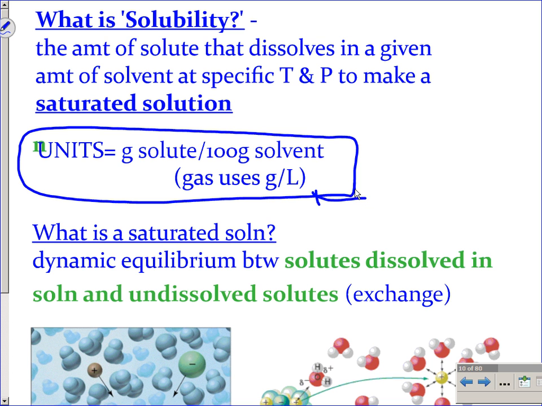Gases are different, so make sure that you do include that small fact as well. It's because gases diffuse very easily, they're very spread out, they're not as compacted as a solid. We generally use that as grams per liter versus grams of solvent.